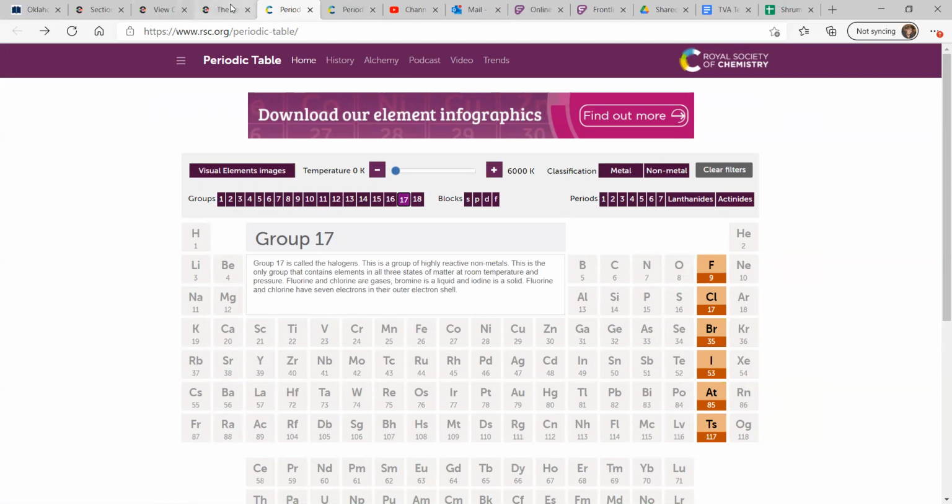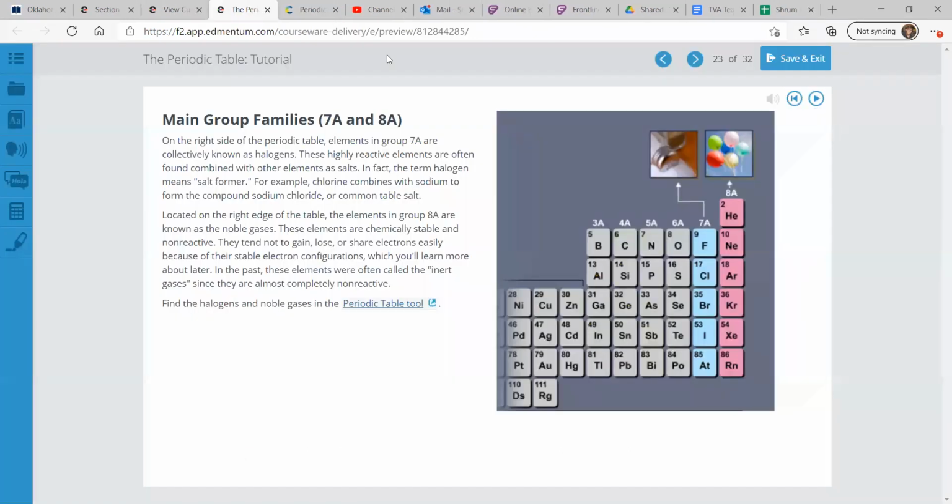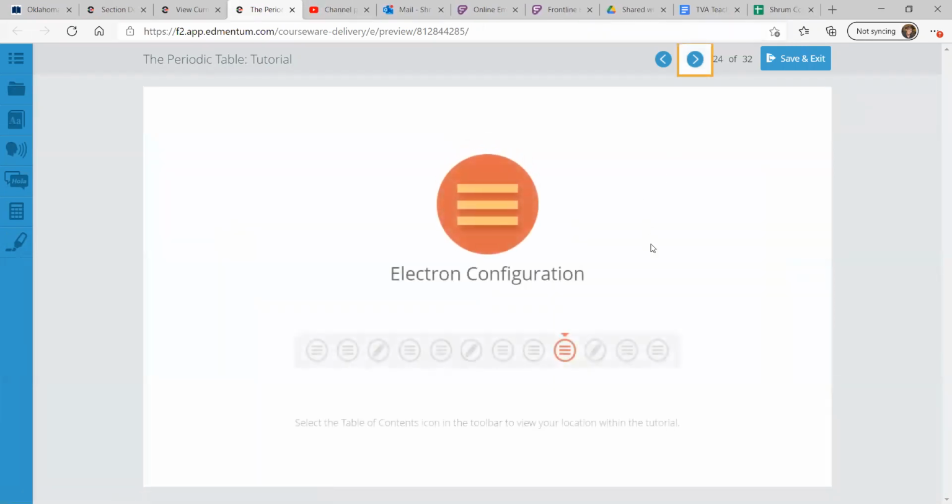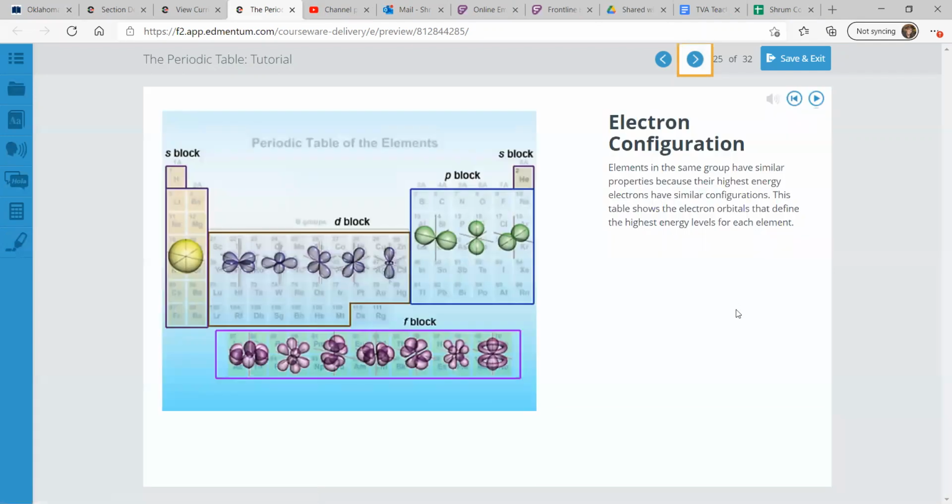Electron configuration. Elements in the same group have similar properties because their highest energy electrons have similar configurations. This table shows the electron orbitals that define the highest energy levels for each element. Groups 1A and 2A are in the S block. The B groups, or the transition metals, are the D block.